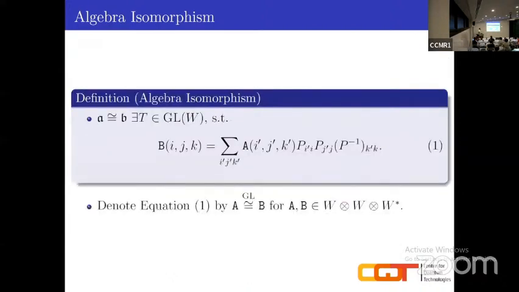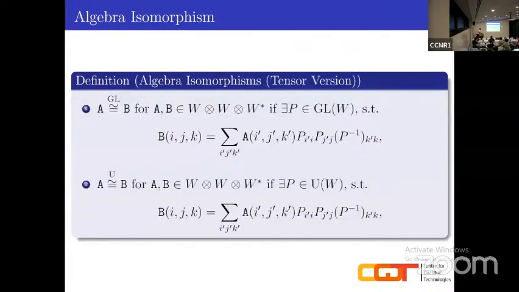Here we denote equation one by this notation, so we call it A and B are algebra isomorphic under the general linear group. Based on this notation, we can have our algebra isomorphism definitions in the tensor version. First is the algebra isomorphism over the general linear group.